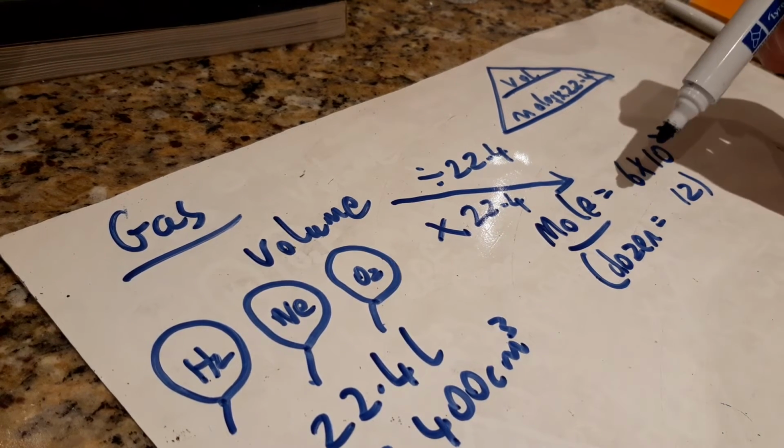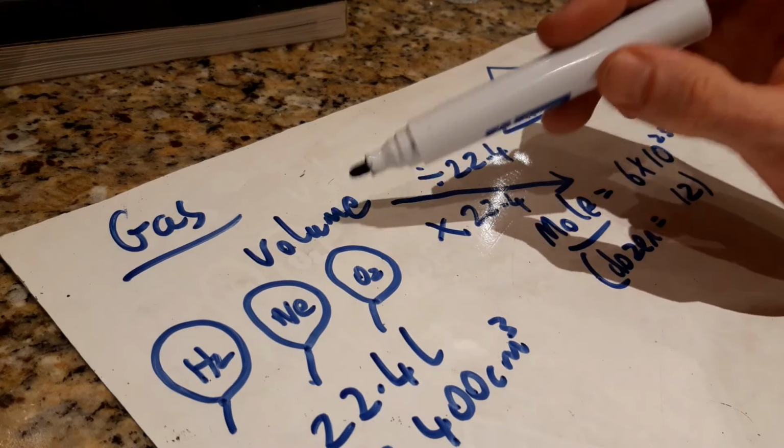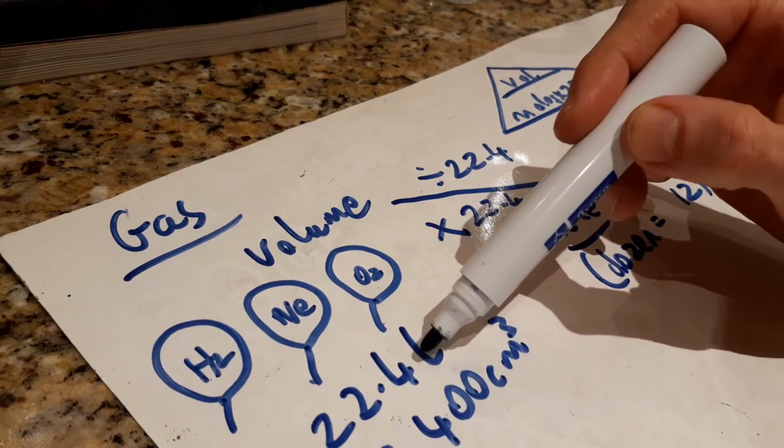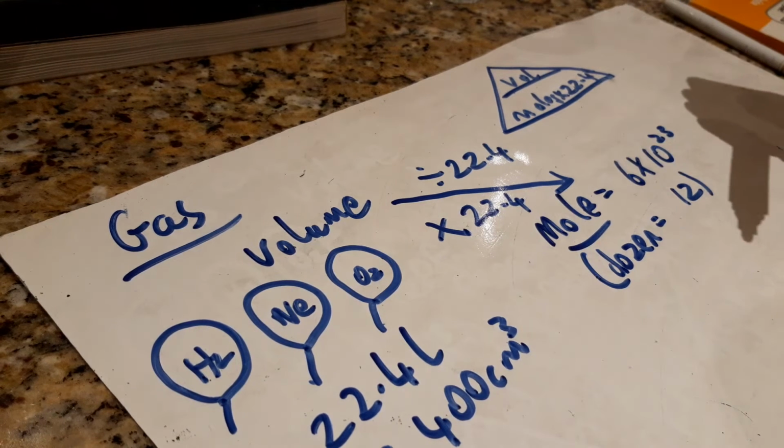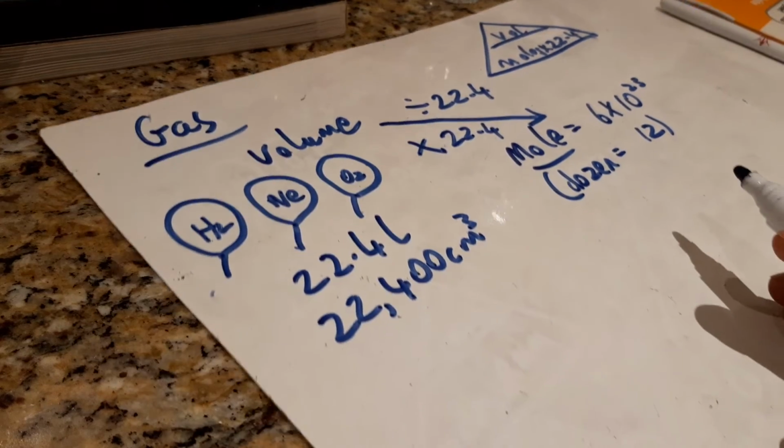It's something I've said over and over again in class, that as soon as you hear volume, you are going to use this number, 22.4, sometimes written as 22,400, depending on the units we're using. Okay, so that's gases. What happens with solids?